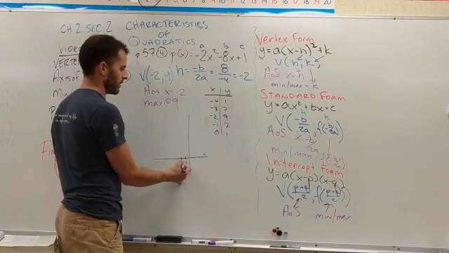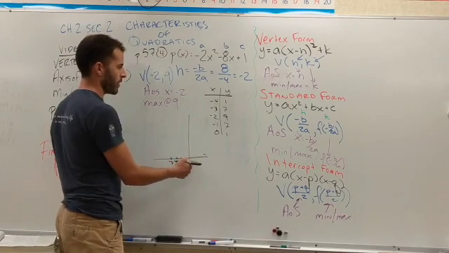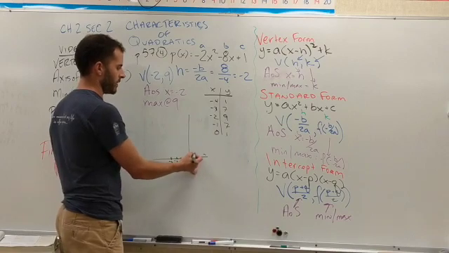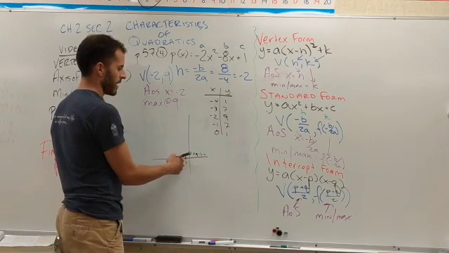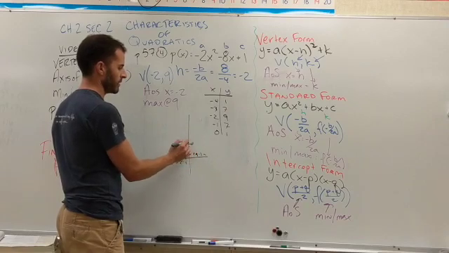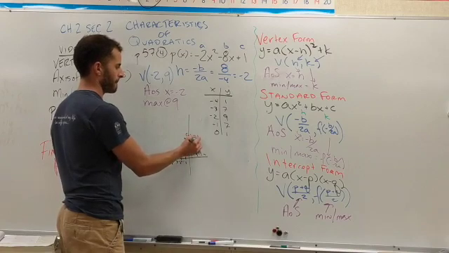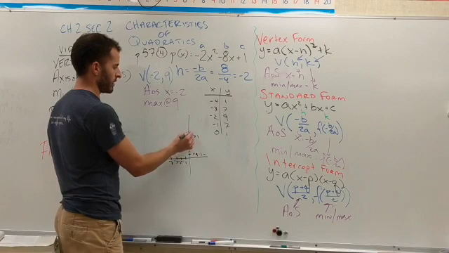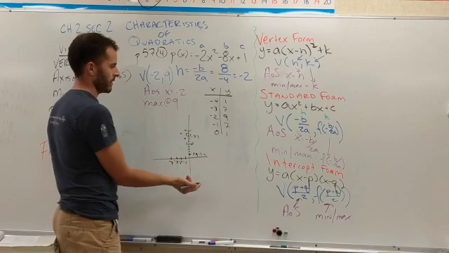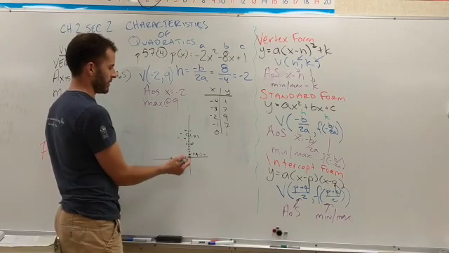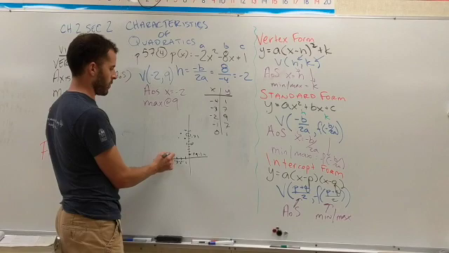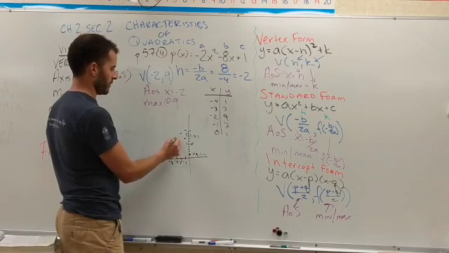So negative 1, negative 2, negative 3, negative 4. 0, comma 1, that was easy. Negative 1, comma 7, so 2, 3, 4, 5, 6, 7. Negative 2, comma 9. This is 10 over here. Negative 3, comma 7. And negative 4, comma 1. All right, not the prettiest, so I'm going to move this over just so it looks nicer.